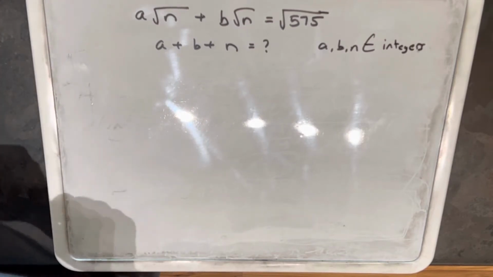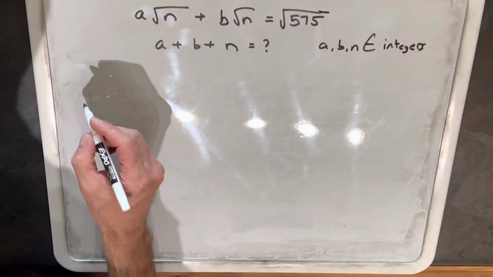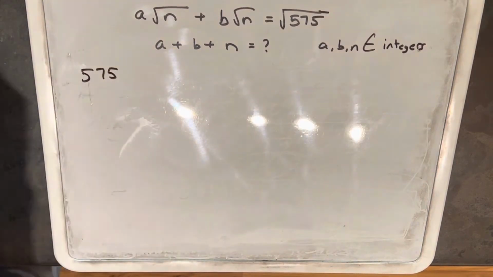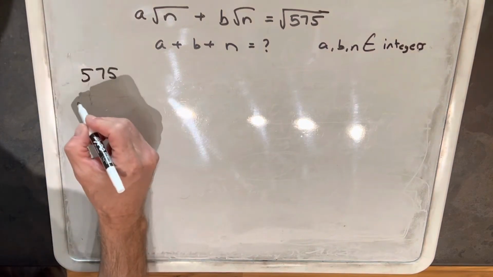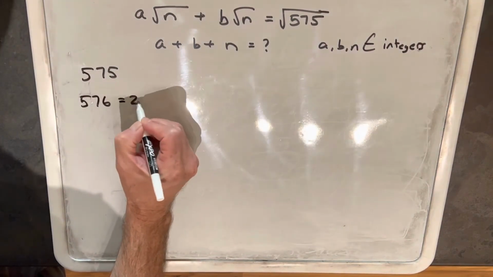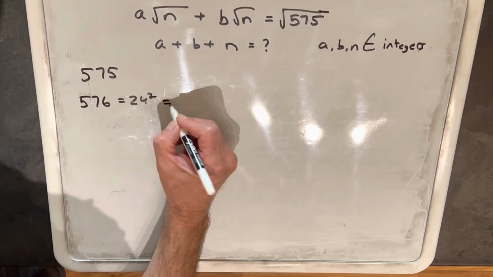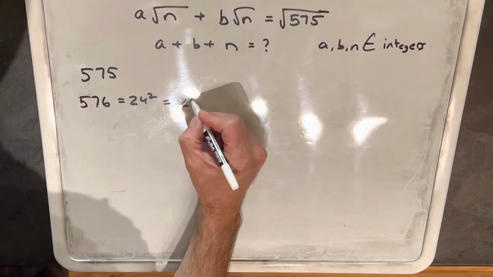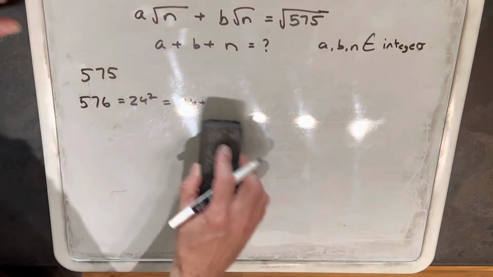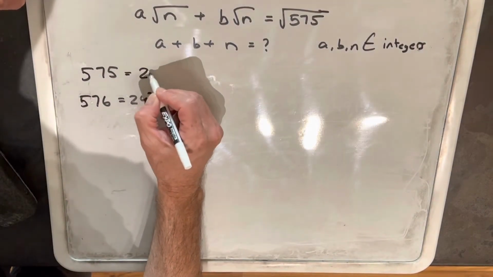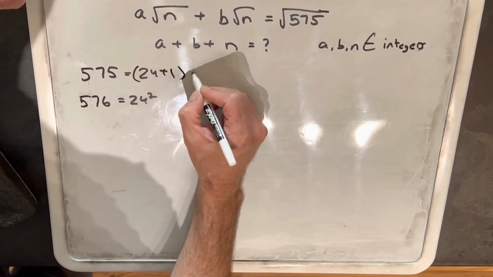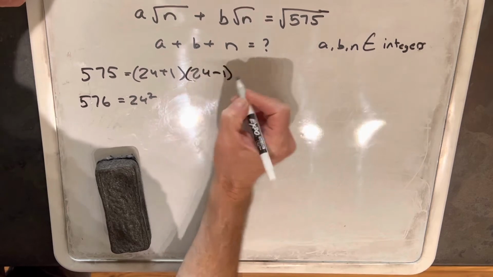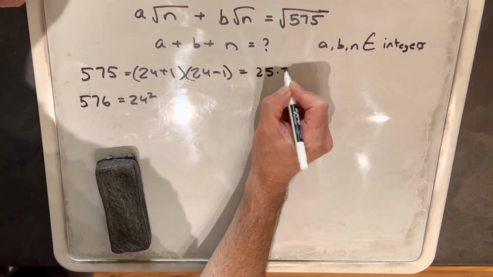So to get started with this, when I first looked at it, I didn't know how I was going to solve this, but what we can try to do to start is to factor 575. And one little trick, you might notice that 575 is one less than 576, which is 24 squared. So we can actually use difference of squares, and we can say that this is going to be 24 plus 1 times 24 minus 1, which is just 25 times 23.